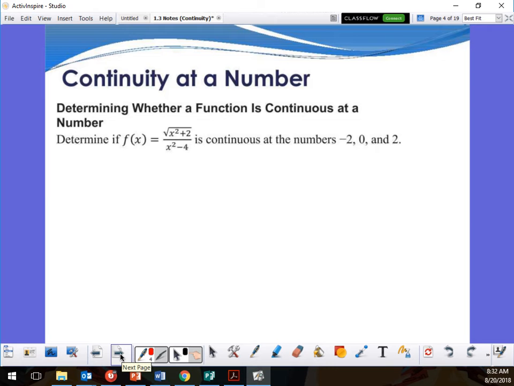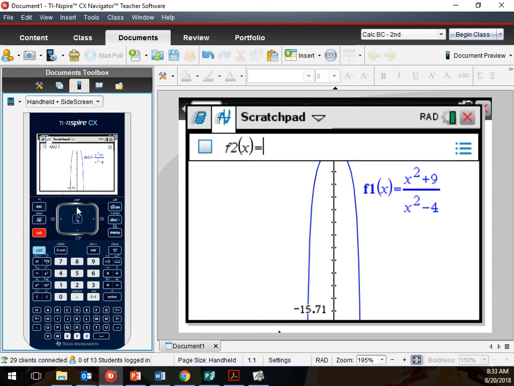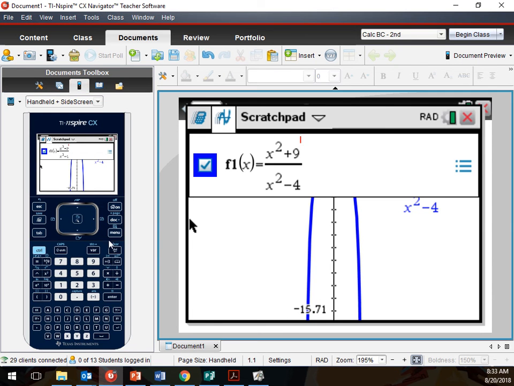All right, continuity at a number. Determine whether a function is continuous at a number. Okay, so this one's going to be x minus 2, 0, and 2. The trick to this one right here, I showed you guys, I think the first week. Square root of x squared plus 2. Okay, so I'm going to show you guys the trick on this.